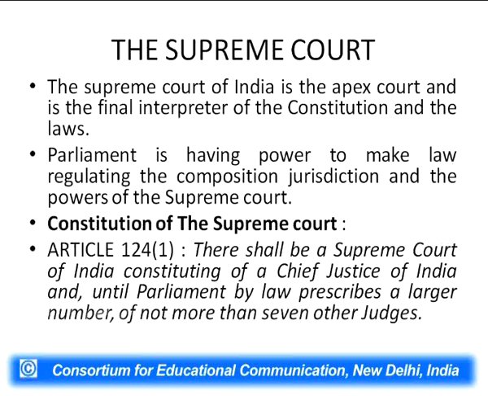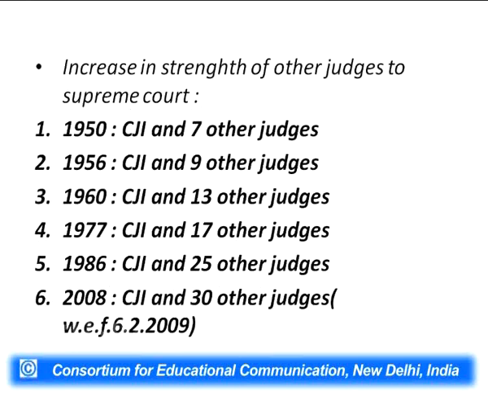As far as the constitution of the Supreme Court is concerned, you can simply see the provisions of Article 124 clause 1 of the Constitution. It provides that there shall be a Supreme Court of India consisting of a Chief Justice of India, and until Parliament by law prescribes a larger number, not more than 7 other judges. So originally when the Constitution came into being, it provided for 7 other judges as well as the Chief Justice of India, and the Supreme Court functioned with this strength from 1950 to 1956.